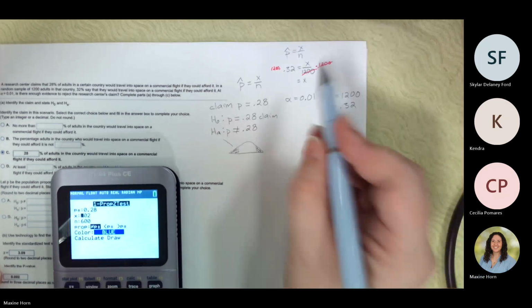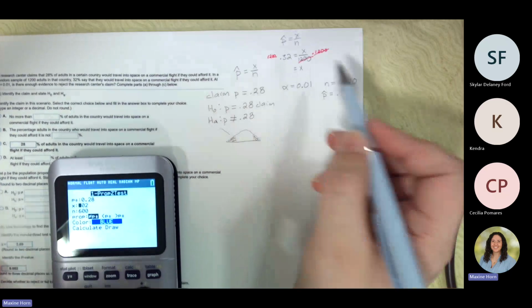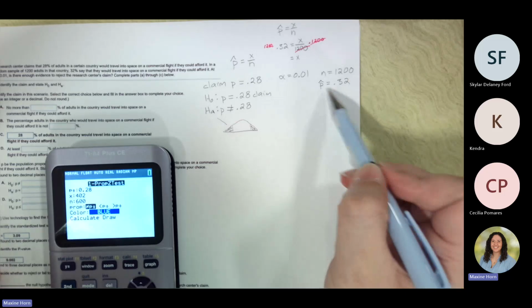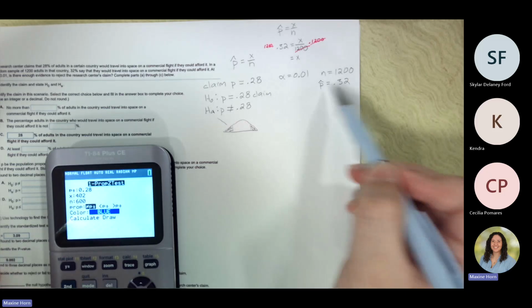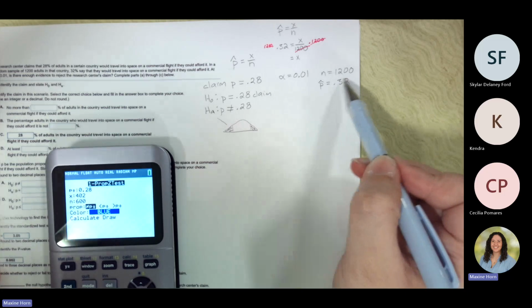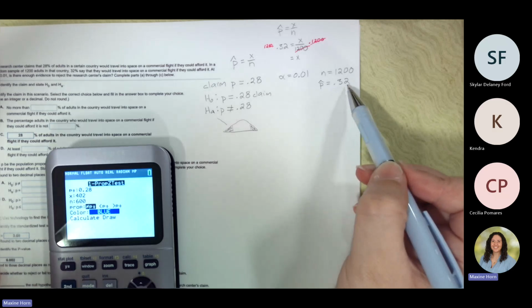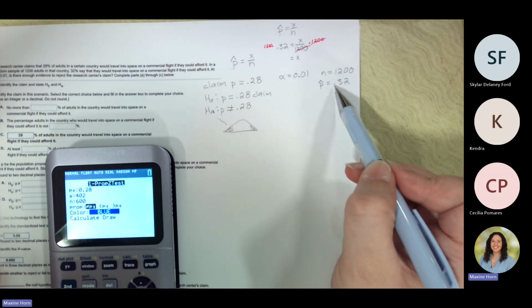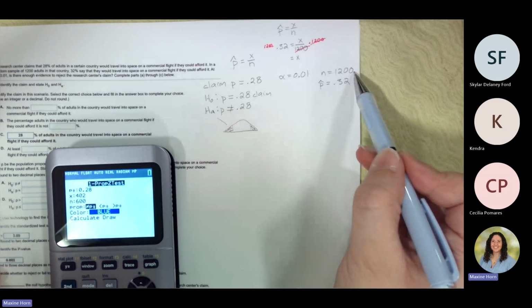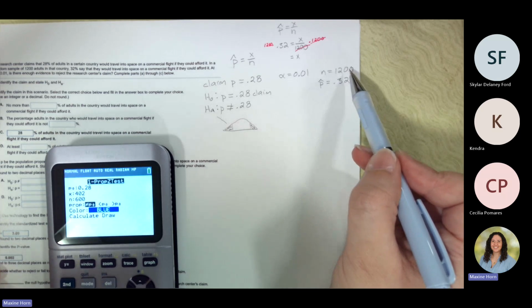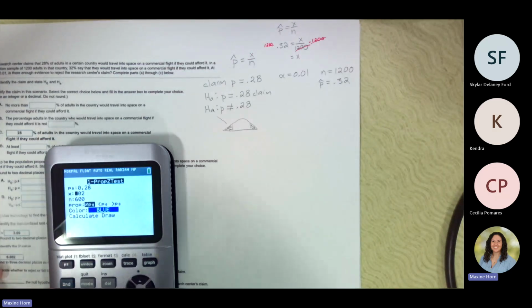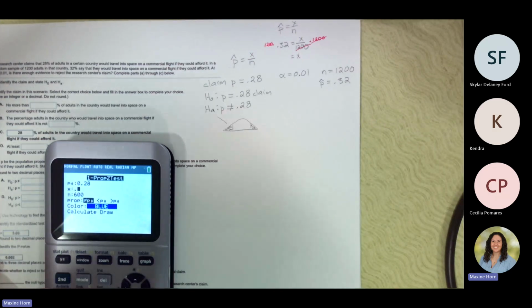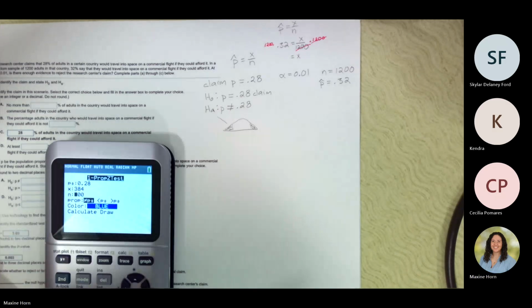Or if you don't like thinking of it like that, you can say, well, the sample proportion is 32%, right? So I want to know what 32% of 1200 is. Well, all I have to do is multiply 0.32 times 1200. And I can just do that right here in the calculator. I don't have to actually calculate it. I can say 0.32 times 1200 and say, hey, calculator, can you please do that for me? And it does.